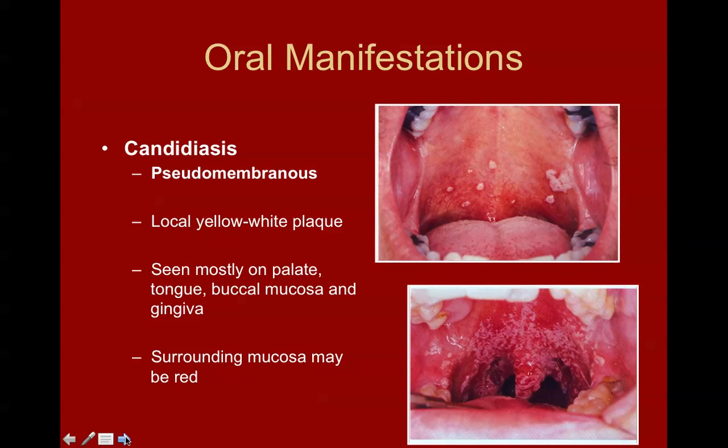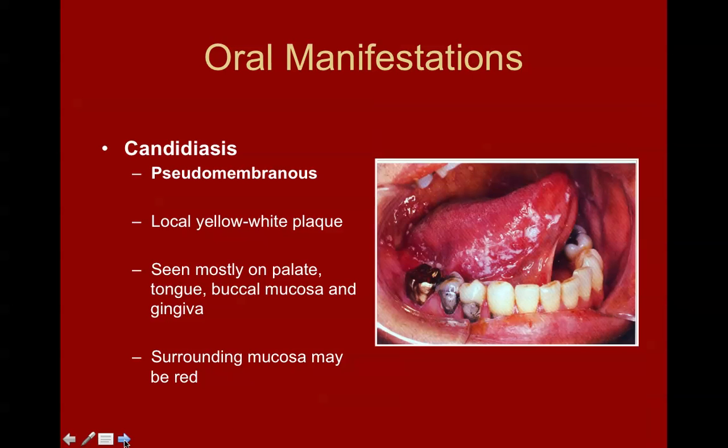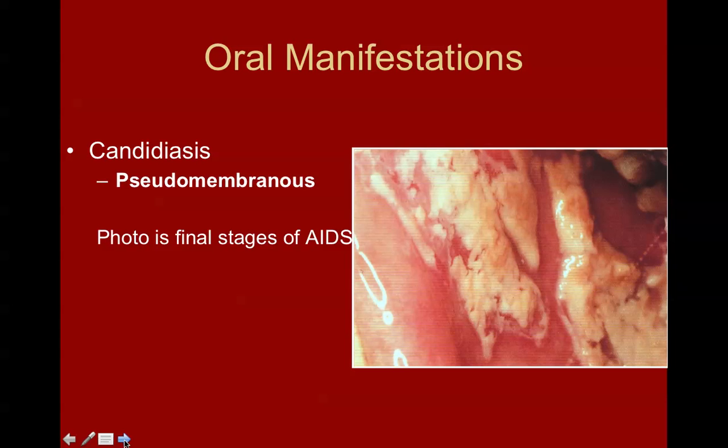Okay, most of the rest of these slides are just pictures, and we've already gone over candidiasis, but I want to point out a couple things that you want to pay attention to for the test. We've got 3 different candidiasis on this slideshow. The first is pseudomembranous, and note its location is mostly on the palate, tongue, buccal mucosa, and gingiva, and that the surrounding mucosa may be red. So know that that's pseudomembranous. Just think membrane, it looks like a membrane. It's kind of white, yellow, white, plaquey looking. Okay, and here's some more pictures of it in its locations. This picture here is a final stage of AIDS.